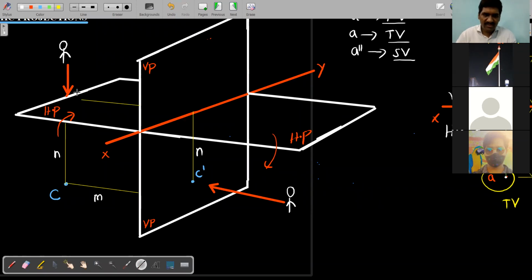Okay, and take distance at this position. Therefore, this becomes what, you know? The point is simply nothing but C dash. C.